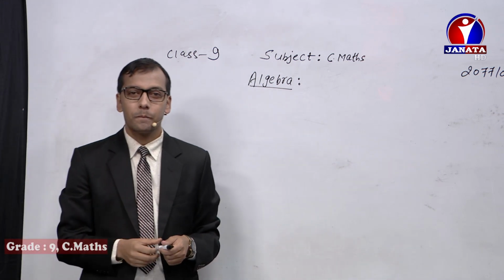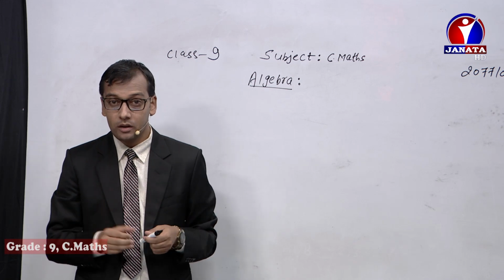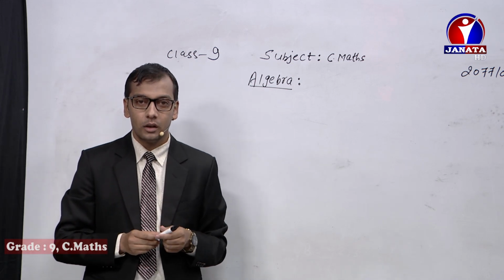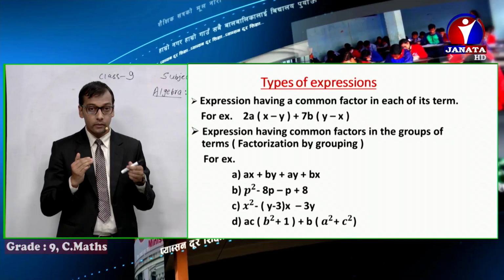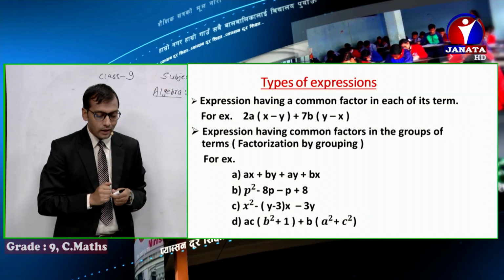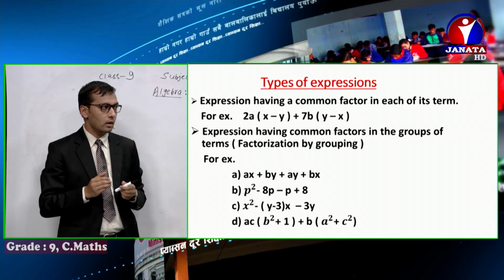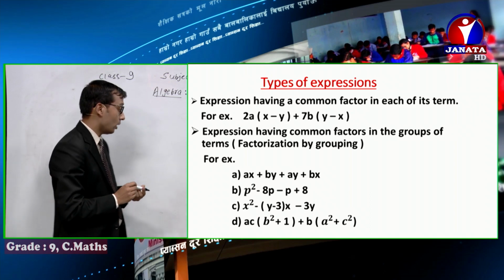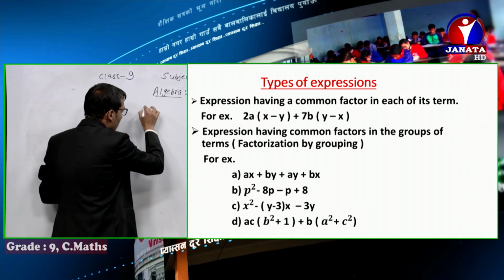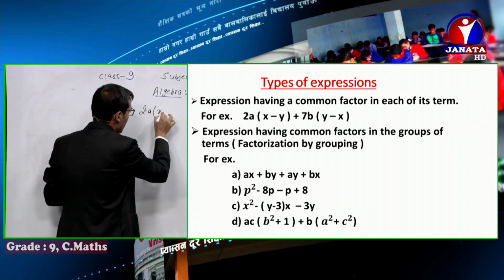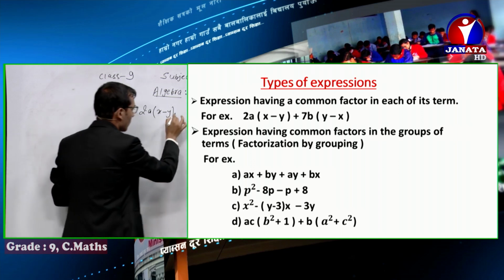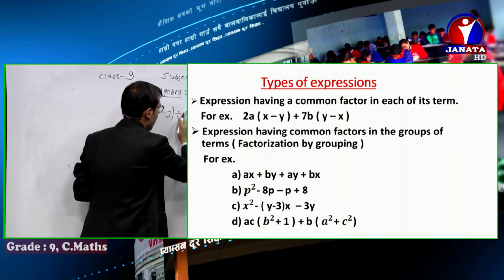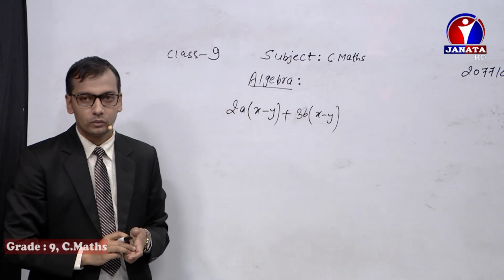I have divided algebraic expressions into different categories. Like first, let me talk about expression having a common factor in each of its terms. That means 2a times x minus y plus, suppose let's write here, 3b times x minus y. So I am taking an example.